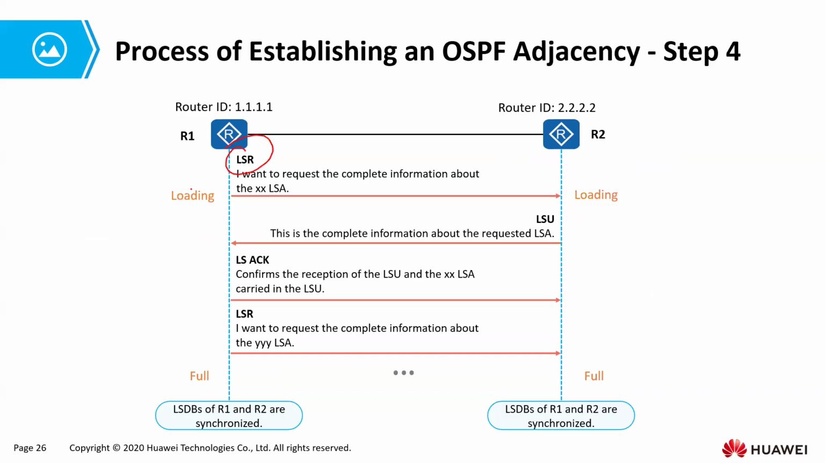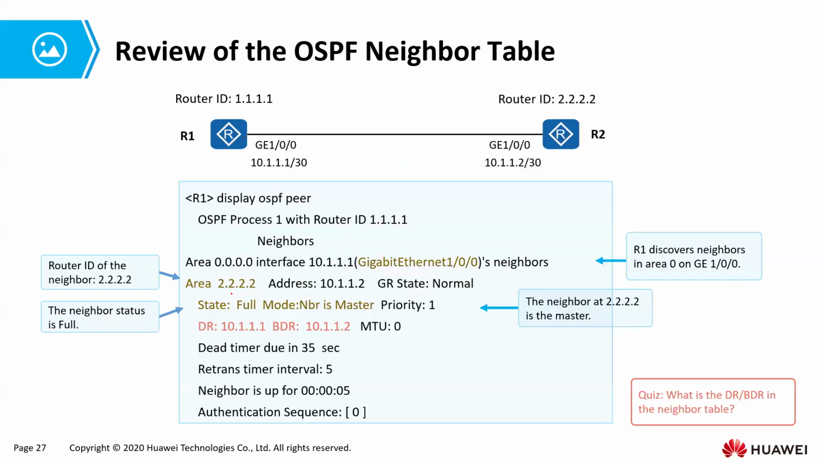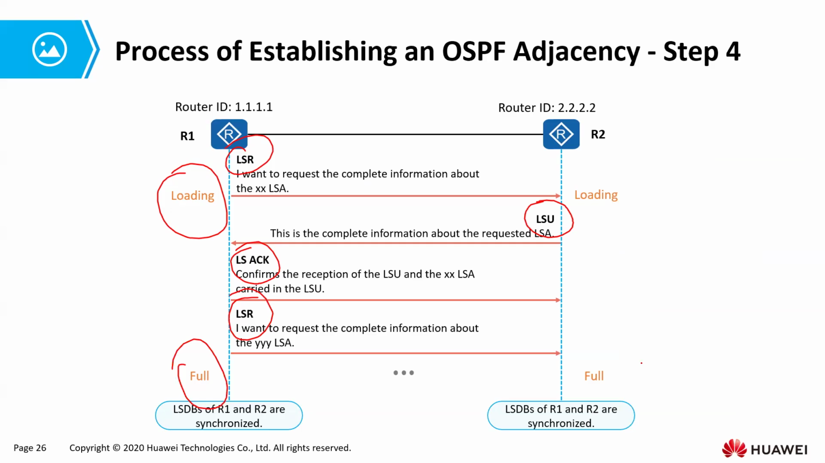Once we send a request, we move to the loading state. Once requested, we get an update in an LSU. An LSU is made up of a number of LSAs. We acknowledge the LSU. If there is anything else missing, we send another LSR. We get an LSU, we acknowledge, until everything is synchronized. If our LSDBs are synchronized, we reach the full state. After this, the SPF algorithm.